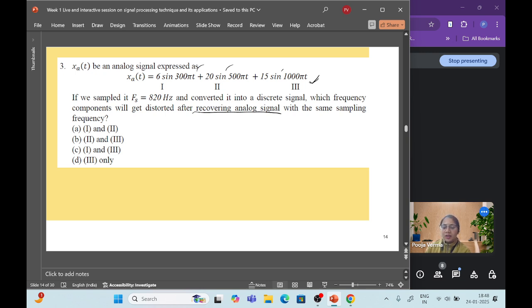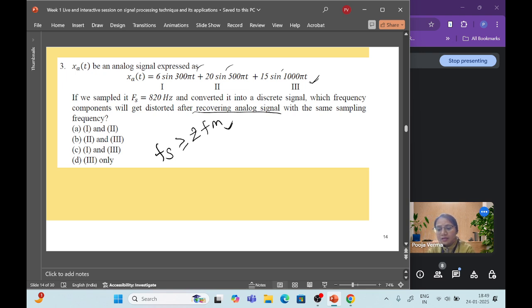The other way, we already know the sampling theorem, the Nyquist sampling rate: Fs must be greater than or equal to 2 Fm. That means if the sampling frequency is greater than or equal to 2 Fm, then the signal will not be distorted. If Fs is less than 2 Fm, then the signal will get distorted. So first we need to find the three frequency components, F1, F2 and F3.